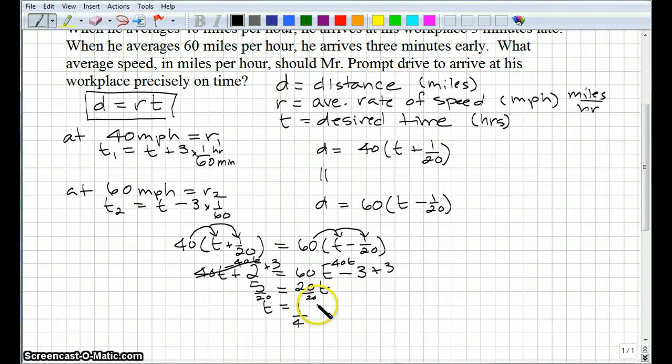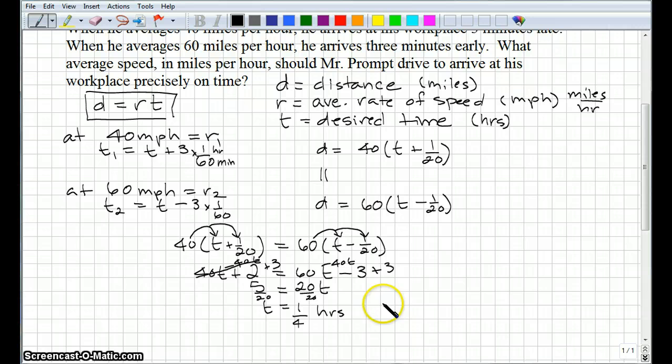And that is in hours, remember. So that's 1/4 of an hour. That's the time that he wants to get to work. He wants to get there in 15 minutes. But when he drives 40 miles an hour, he gets there in 18 minutes, and when he drives there at 60 miles an hour, he gets there in 12 minutes. But we want to get there in a quarter of an hour. So let's try and figure out what rate he has to drive at.